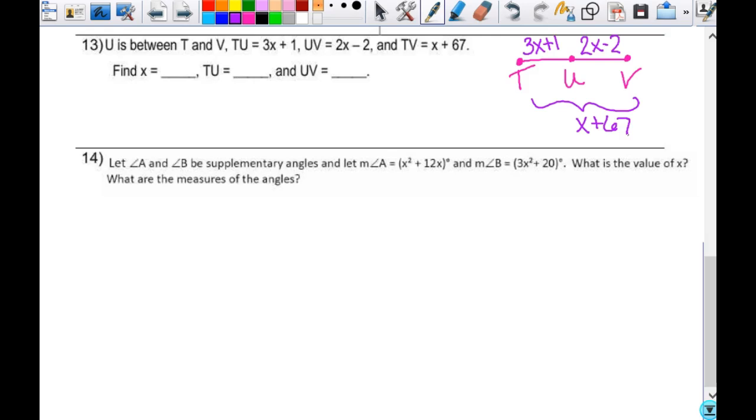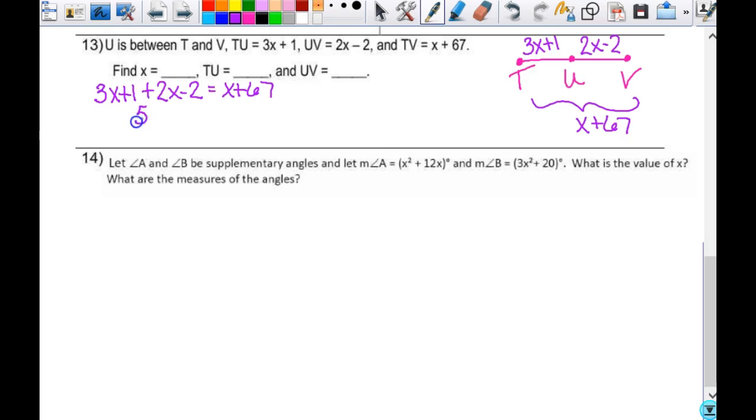There is nothing that tells me that these are congruent. Okay, even though I kind of put U in the middle, it doesn't matter. I can't set these equal to each other. It's possible, but I don't know that. So instead, I'm going to use the segment addition postulate, which says that 3x plus 1 plus 2x minus 2 equals x plus 67. And remember that you got to show that first step is 0 work. You just plug it in.